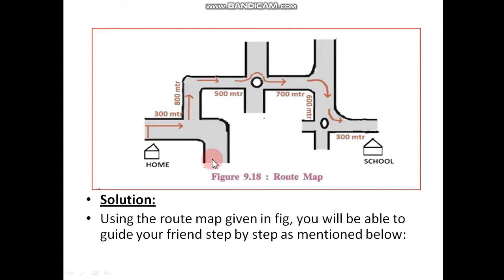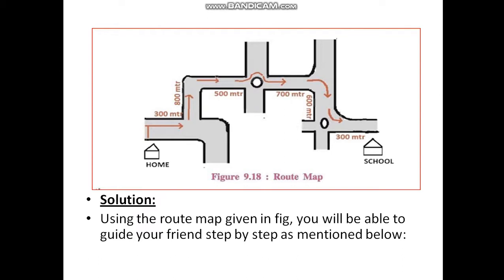See, there is some route map available here. This is your home and this is your school. Your friend is here and you are here. First of all, in your mind, set the path of the solution. We know that there is some right turn, left turn in your mind. But how to instruct your friend? You instruct your friend with some step-by-step instruction, which is called an algorithm.